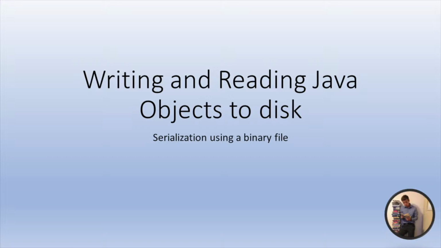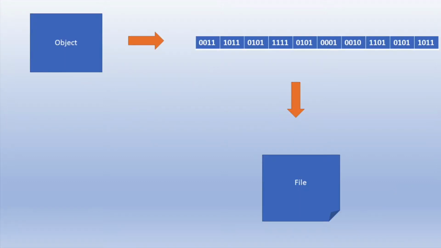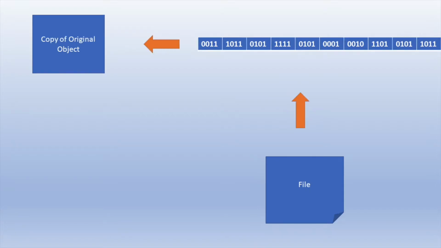Today we'll be discussing how to read and write both multiple and complex objects to and from disk. To do this we'll be using a process called serialization. In this process, Java objects are converted to a series of bytes and then they're saved in persistent memory or streamed across a communication network. For this demonstration we'll be using a binary file to store our serialized objects. These bytes can then be deserialized, which converts them back into an exact copy of the original object.